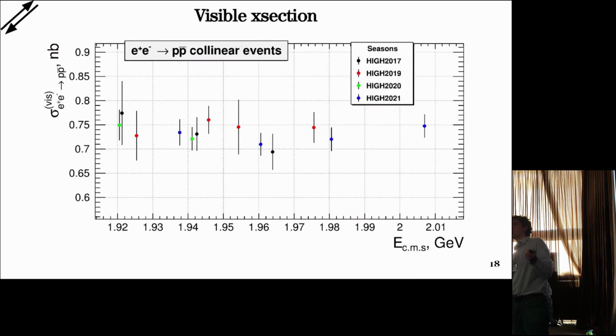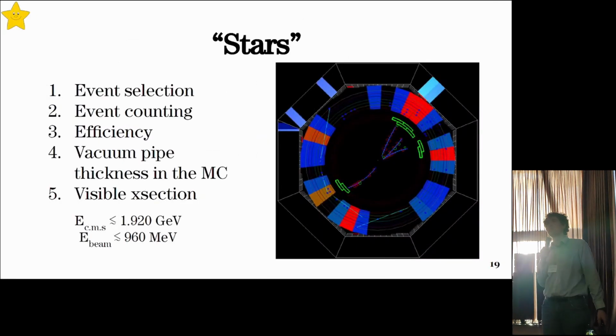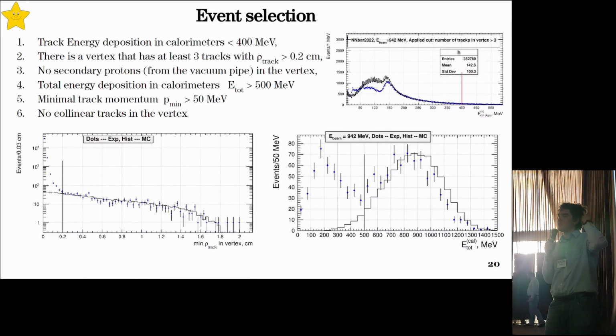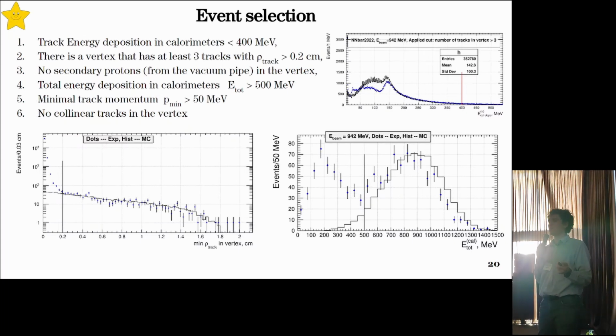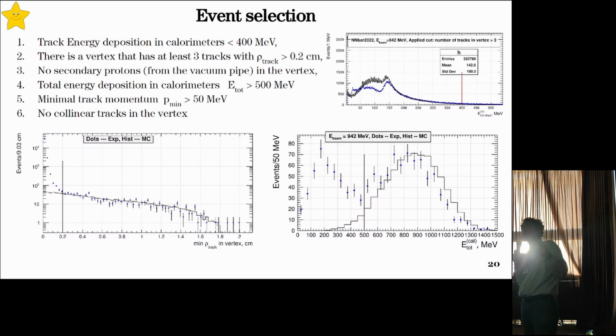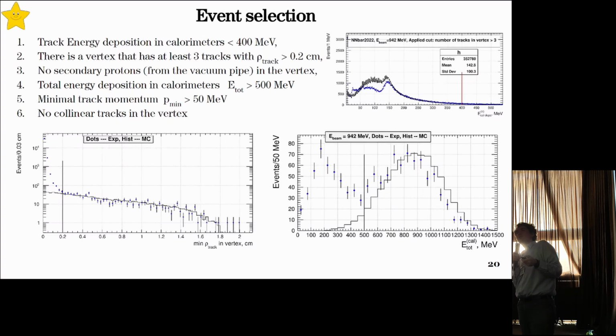It's constant as we expected. Let's move on to stars. Event selection procedure for stars is completely different. We expect to see a lot of tracks in events with relatively small energy deposition because mostly it's pions from the antiproton annihilation. Also, we expect no secondary protons from the vacuum pipe.